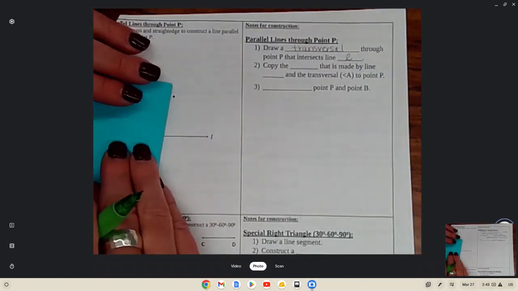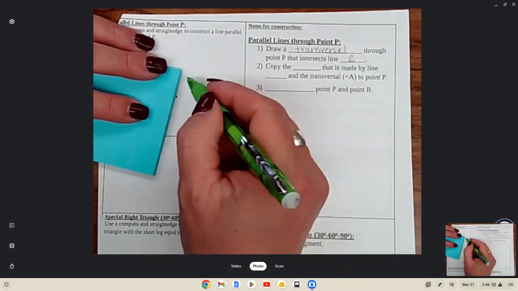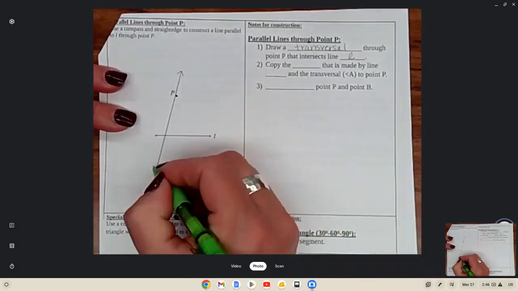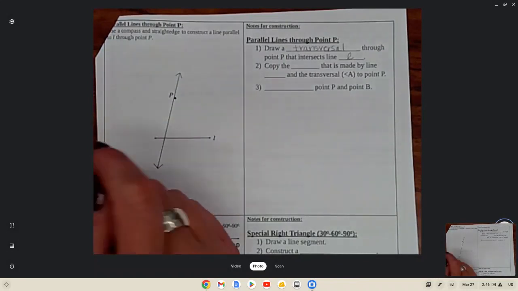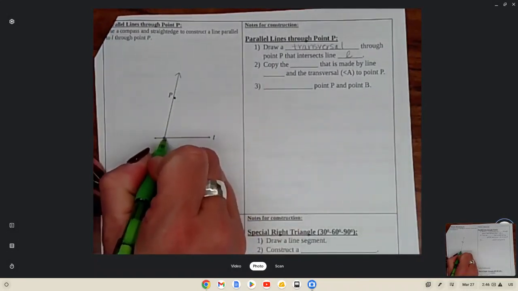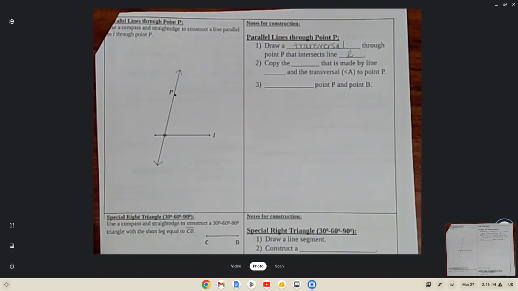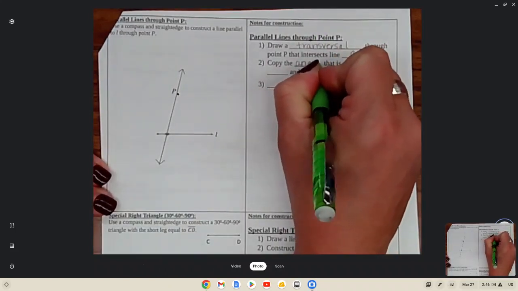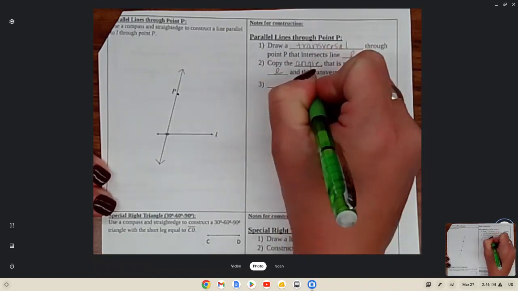Okay. So just draw a transversal through point P that intersects line L. Just like that. It'd be like literally any line. Yep. Any old line you want. Okay. Good? All right. Then it says copy the angle that is made by line L and the transversal.